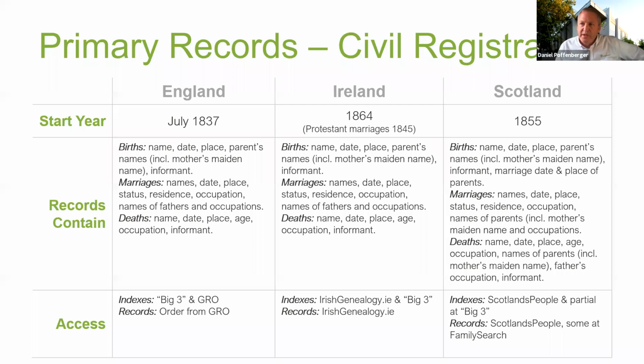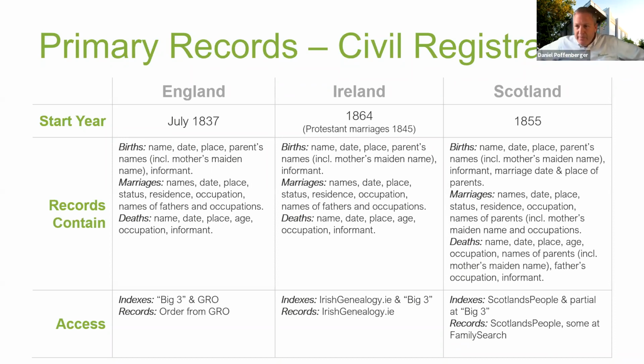So starting with civil registration. Civil registration is the British way of saying vital records, right? It's civil, meaning government, and registering, meaning births, marriages, and deaths. So it was the government's way of registering births, marriages, and deaths. And they don't use the term vital records.